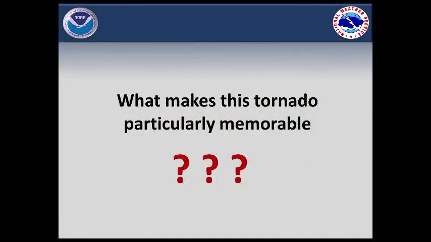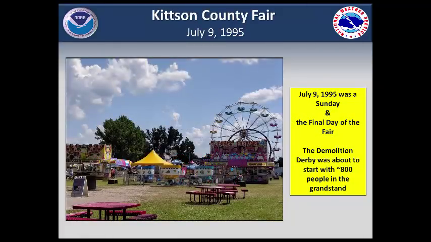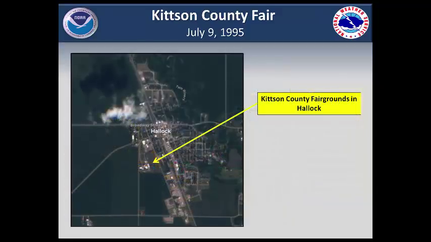So, what is so interesting about this tornado? Well, the biggest thing was that it was the last day of the Kittson County Fair. There were about 800 people packed into the grandstand ready to watch the demolition derby when outdoor sirens went off. These people had minutes to find shelter before the tornado hit, and then the tornado ended up destroying the same grandstand and churned up other portions of the fairground, as well as damaging some homes and businesses in town. The fairgrounds were located on the southwest edge of Hallock.